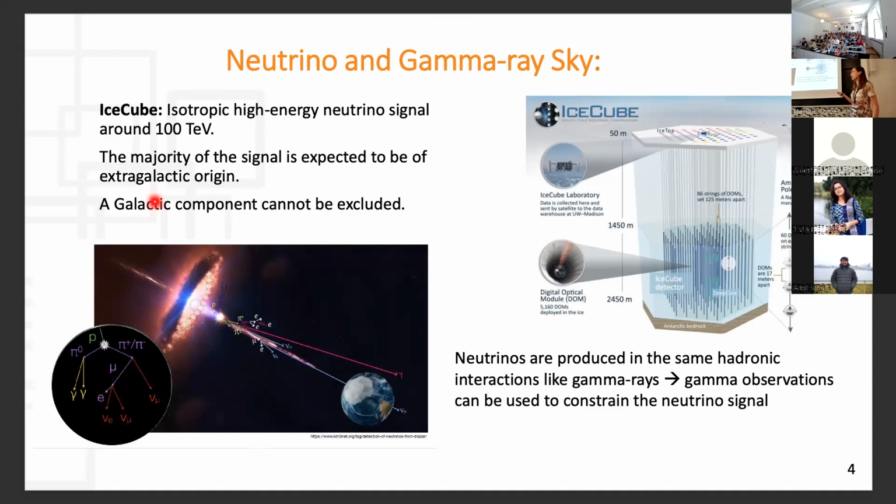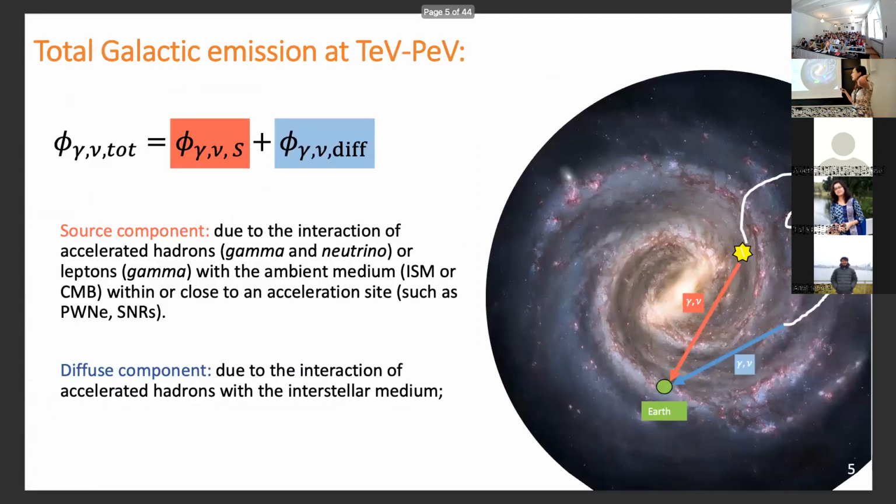You have already seen this: accelerated hadrons can interact and produce charged and neutral pions that then decay and produce gamma rays and neutrinos. And this is very interesting because you can use gamma ray observations to constrain the neutrino signal. Now, where can this process happen in our galaxy?